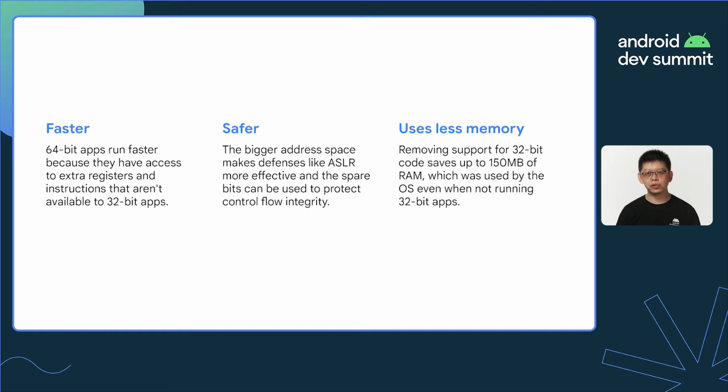Thirdly, it improves system health. Removing support for 32-bit code saves up to 150 megabytes of RAM, which has been used by the OS even when it is not running 32-bit applications. And finally, starting in 2023, next year, high-end SoCs will no longer be able to run 32-bit code.